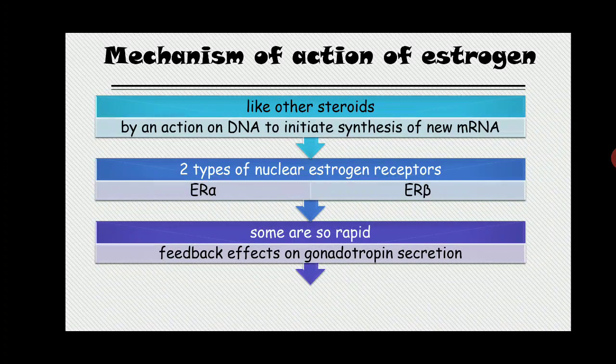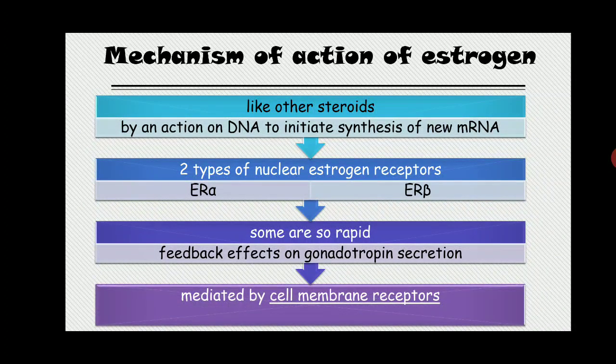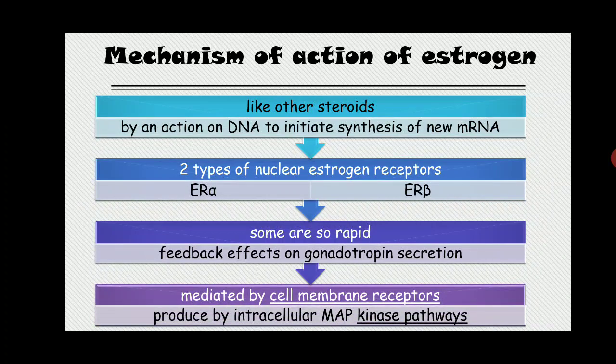Estrogen also has some cell membrane receptors. So this feedback effect on the gonadotropin is basically by a receptor that is present over the cell membrane, and it is produced by the intracellular MAP kinase pathway. Now you already know what MAP is, right? MAP stands for mitogen activated protein. Got it? This is all about the mechanism of action of the estrogen.